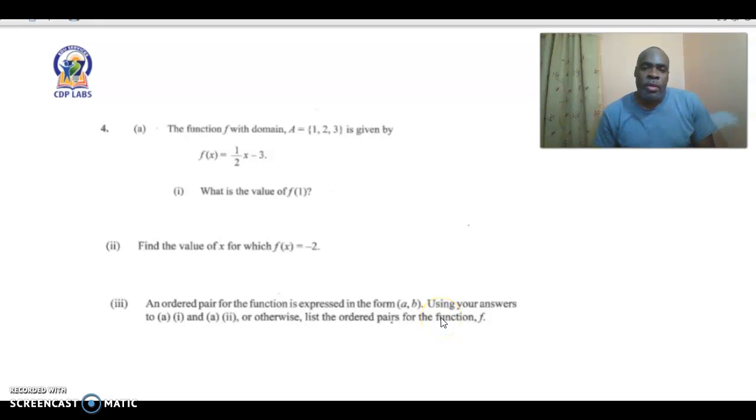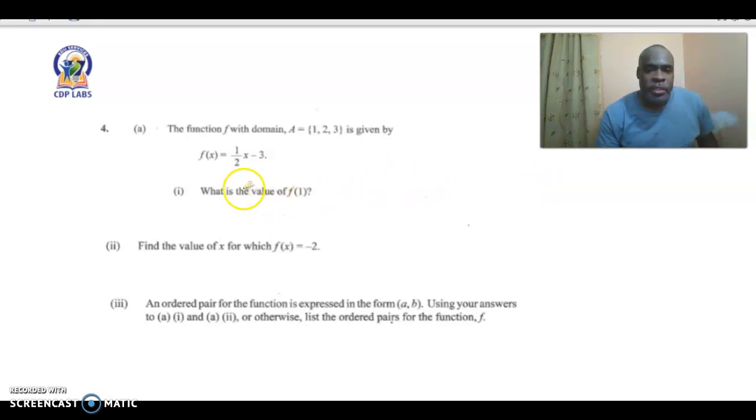Now, here is our first question, and it reads: the function f with domain A equal to {1, 2, 3} is given by f of x equals half x minus 3. Let us look at how this question is done.